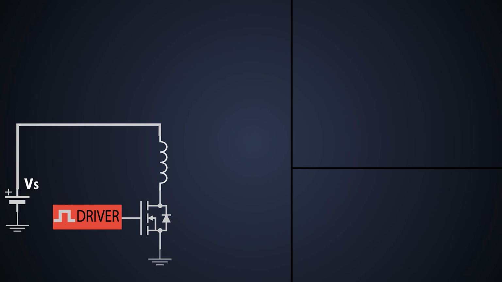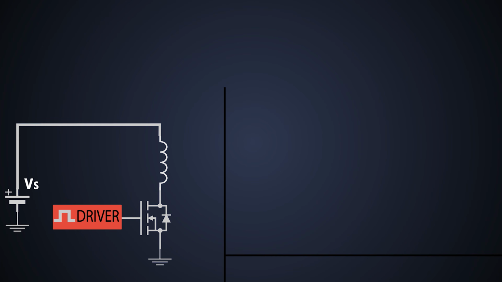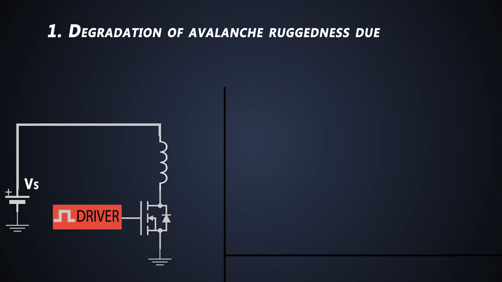Well, this avalanche breakdown in a MOSFET occurs due to three modes. First is the degradation of avalanche ruggedness due to dV/dt. We saw what the dV/dt rate is in MOSFET switching. An excessive dV/dt rate might cause problems like false switching, oscillation, or permanent damage of a MOSFET.